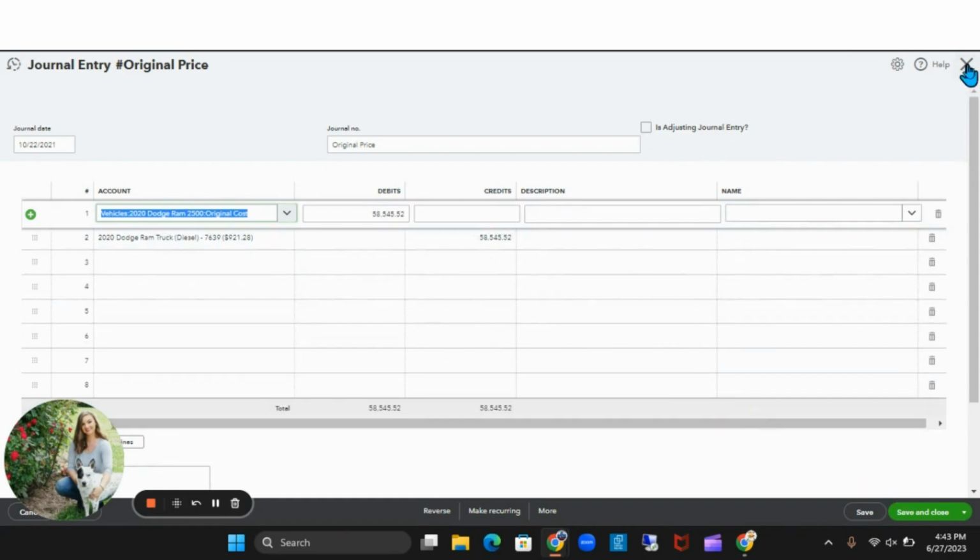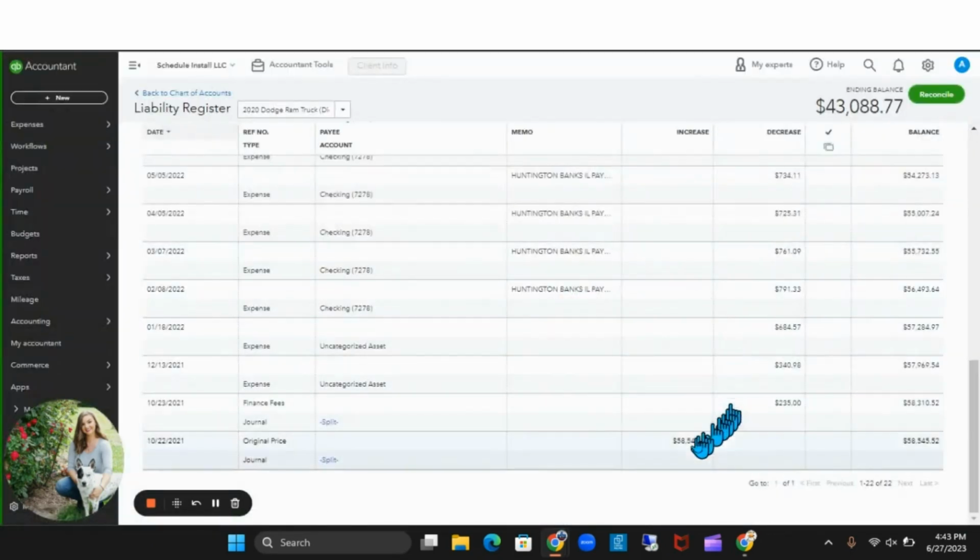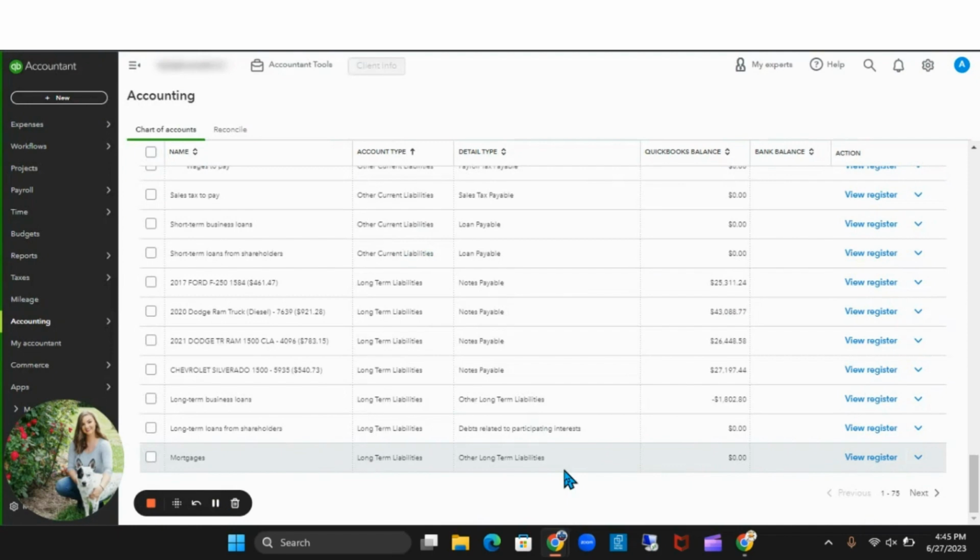But whenever it comes to making monthly payments, we want to make sure that it is going into the liability account. So basically what you're trying to do is just make sure that whenever they're keeping track of how much is left that they owe, like the original purchase price on this was like $50,000. Now they only owe $43,000.